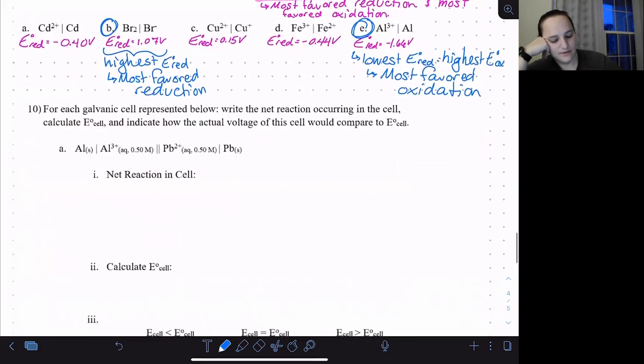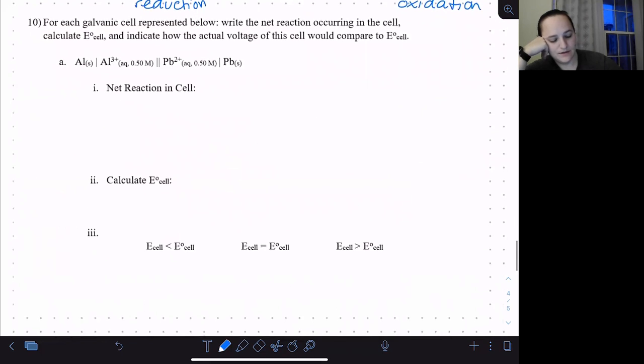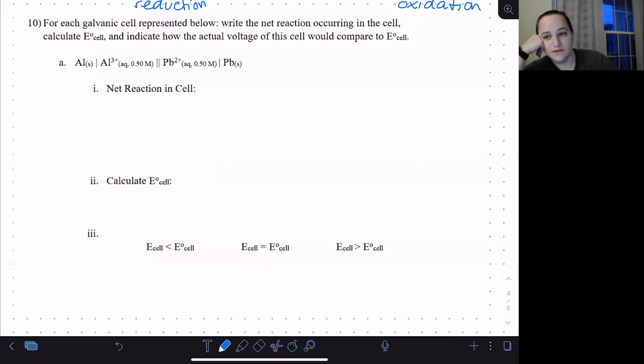And then the last request was number 10. I'm just going to go through part A. There were a few parts to this one, but they're all fundamentally the same. They're all asking you to do the same thing, so it's the same process.